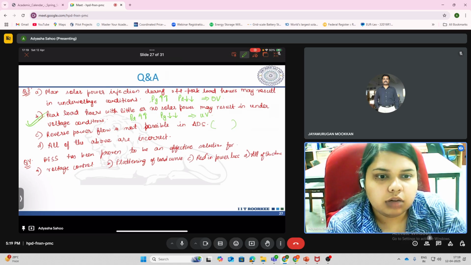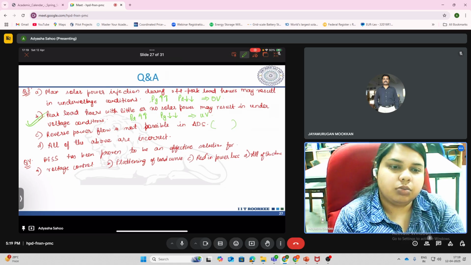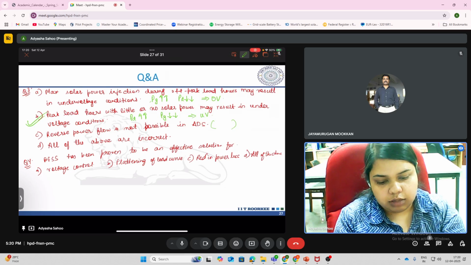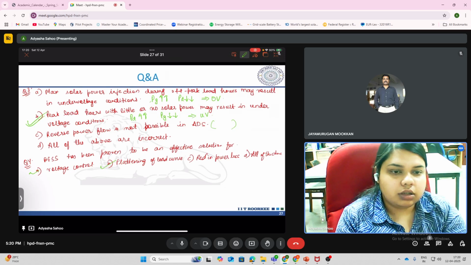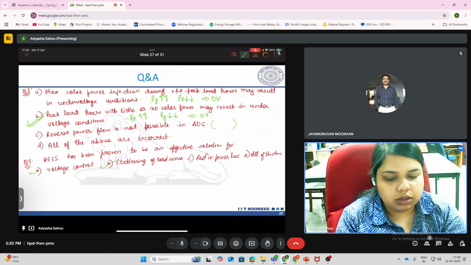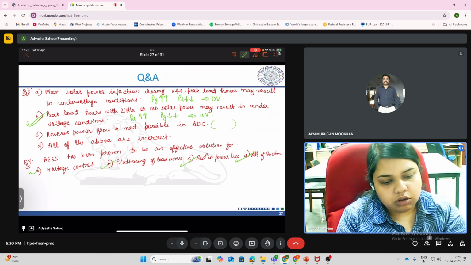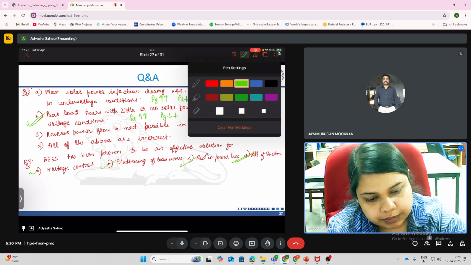So we have seen that in the battery discussion, it has both active and reactive power support capability. So it can help in voltage control, it can help in flattening the load curve by basically charging in case of low demand and discharging during peak load hours. It can help in reduction in power losses by providing the power locally. So all of these are correct. All of these statements are correct for battery.